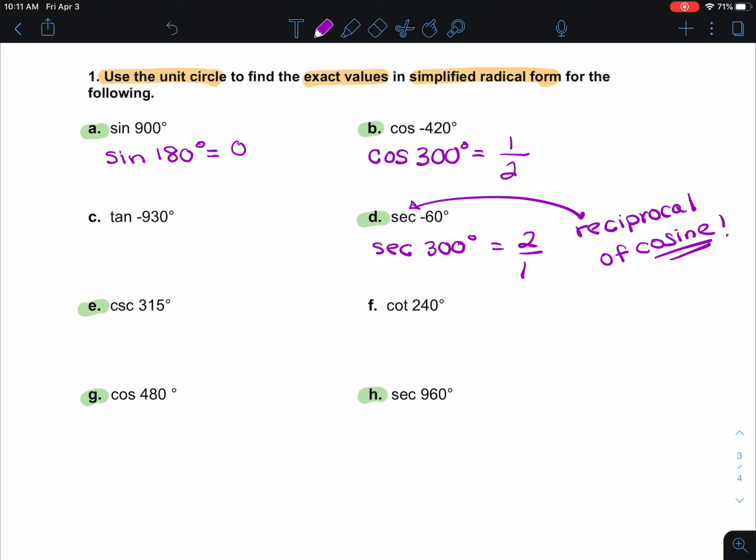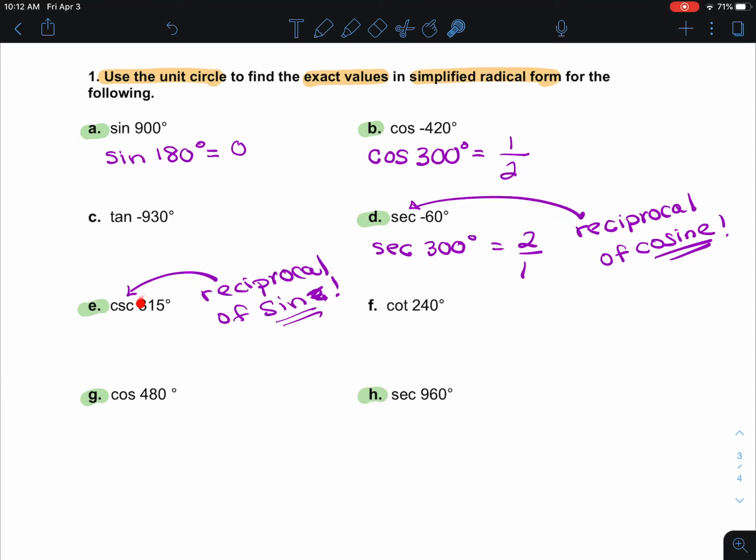We're skipping the tangent and cotangents. In fact, on your homework tonight, you're not to do any of the tangent or cotangent problems on the worksheet. This is a cosecant problem. You first need to ask yourself, cosecant is the reciprocal of what? It's the reciprocal of sine.